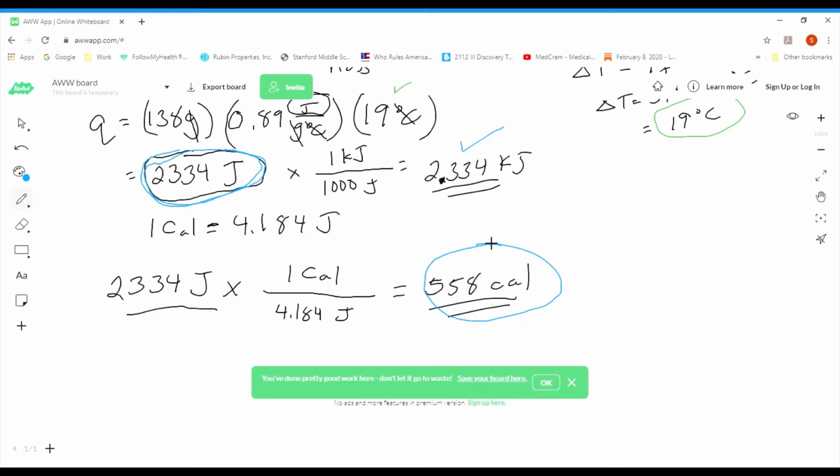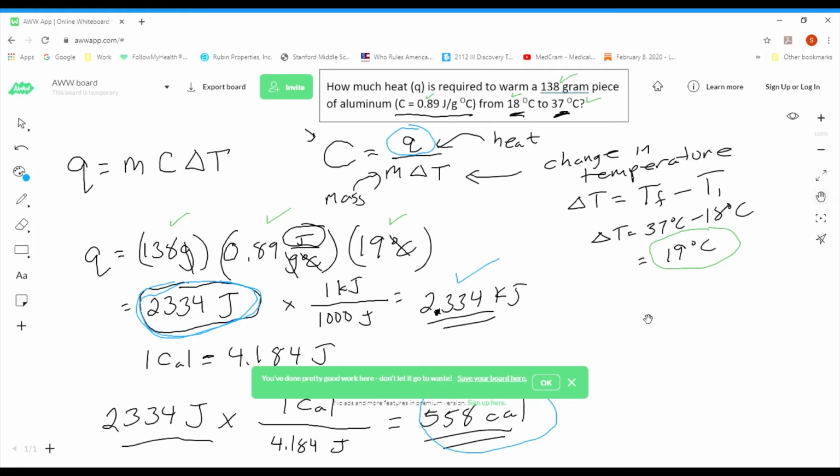We answered the question. We could go back just real quick to recap what the question was. The question was, how much heat, Q, is required to warm a 138 gram piece of aluminum from 18 degrees Celsius to 37 degrees Celsius? And we were able to use this equation here. Just plugged in m, c, delta T right here, here, and here, and we got our Q. Okay. All right, so that's the first sample problem. There's videos for another couple more.